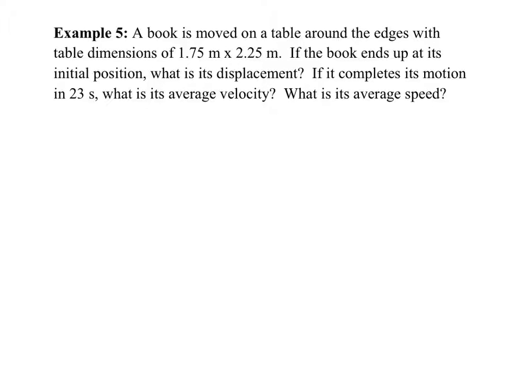So a book is moved on a table around the edges. The table's dimensions are given. If the book ends up at its initial position, what's the displacement? If it completes its motion in a certain time, what is the average velocity? And then finally, what is the average speed?